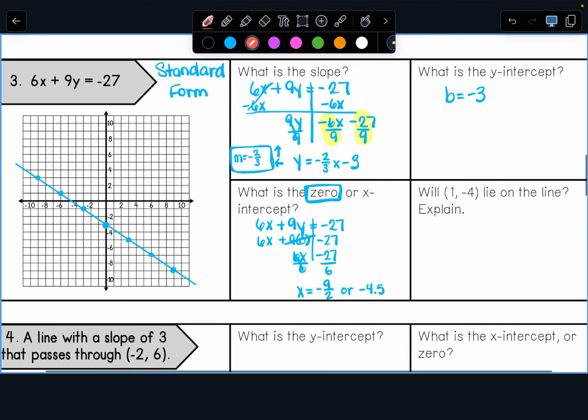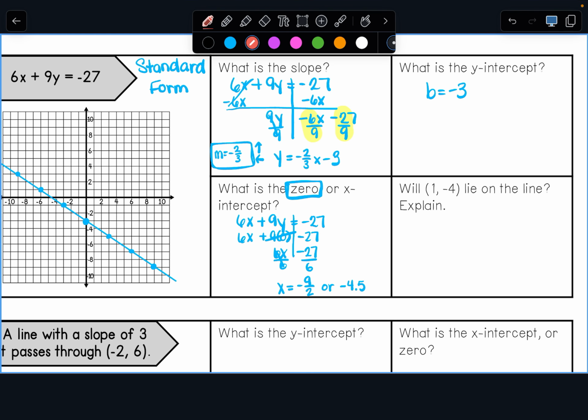It doesn't work. We can actually see that on the graph. It will not. It's just below the line, so we're just going to put no. All right, number 4. No.